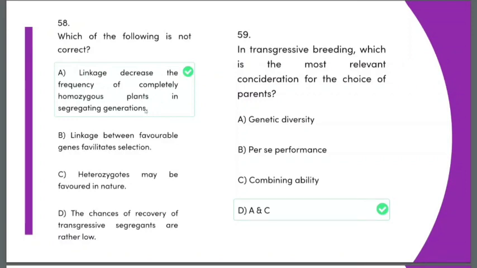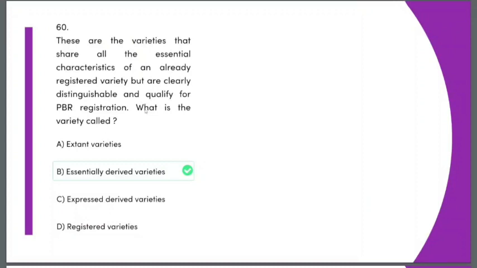58th one is which of the following is not correct? Linkage decreases the frequency of completely homozygous plant in segregating generation. So in the very first option, we have identified that it's incorrect because linkage has no effect on homozygous or heterozygous in segregation. And 59th is in transgressive breeding, which is the most relevant consideration for the choice of parent. Genetic diversity, performance, combining ability. So genetic diversity and combining ability is correct.